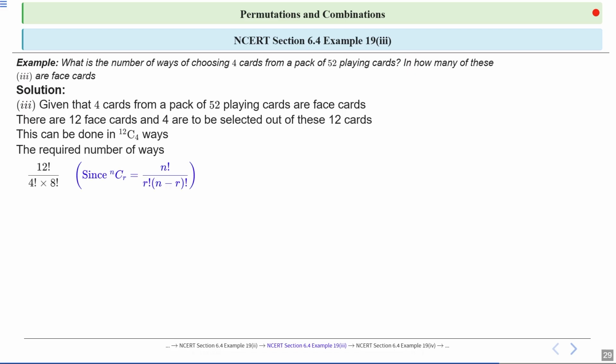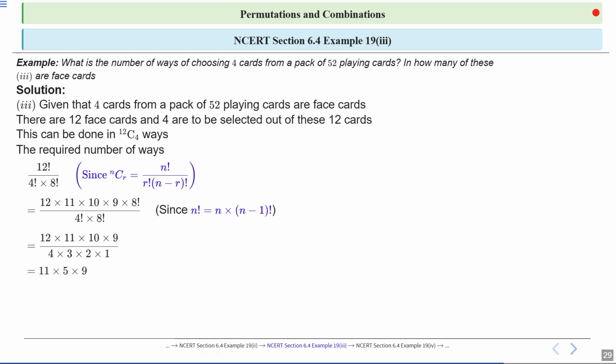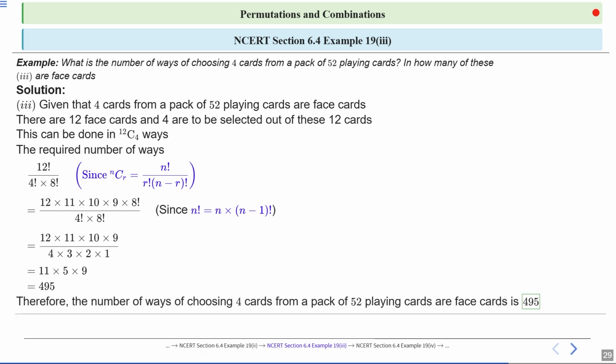The required number of ways is 12 factorial upon 4 factorial into 8 factorial. This is equal to 12 into 11 into 10 into 9 into 8 factorial upon 4 factorial into 8 factorial. This is equal to 12 into 11 into 10 into 9 upon 4 into 3 into 2 into 1. This is equal to 11 into 5 into 9, which is 495. Therefore, the number of ways of choosing 4 face cards from a pack of 52 playing cards is 495. So now let's move to the next part.